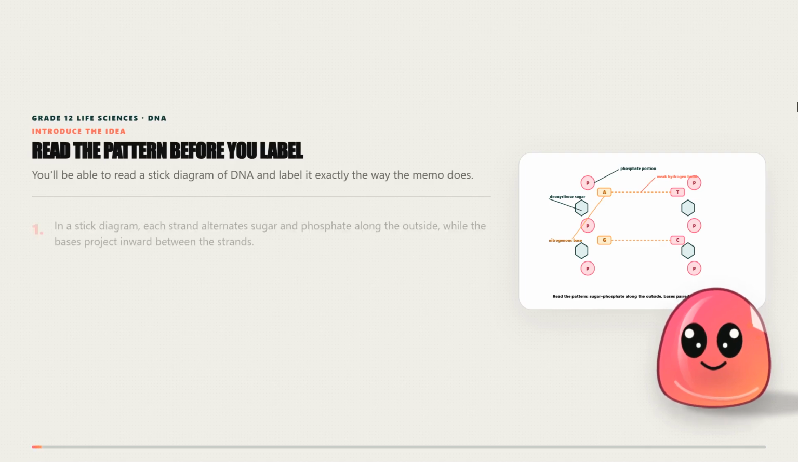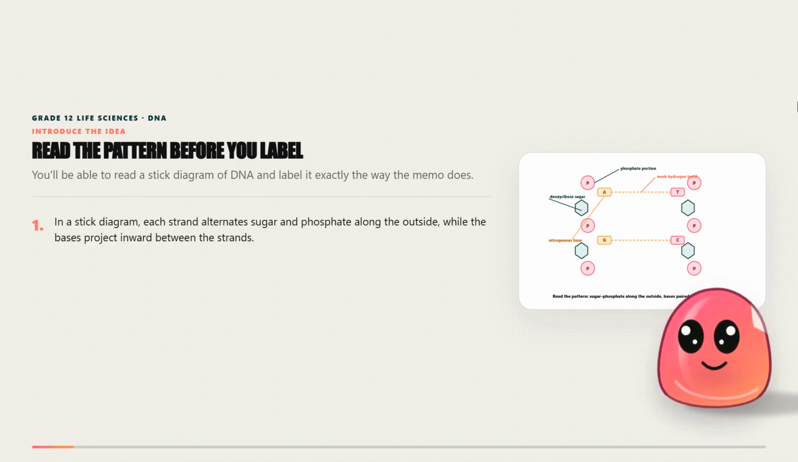By the end of this part, you'll be able to read a stick diagram of DNA and label it exactly the way the memo does. Here's the key idea. In a stick diagram, each strand alternates sugar and phosphate along the outside, while the bases project inward between the strands. The exam labels test that pattern.